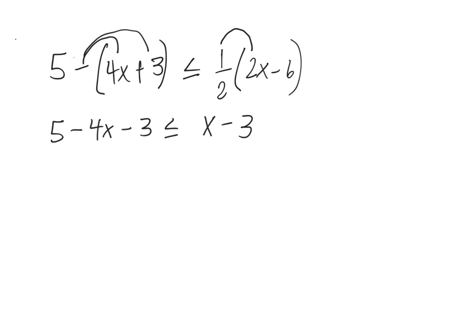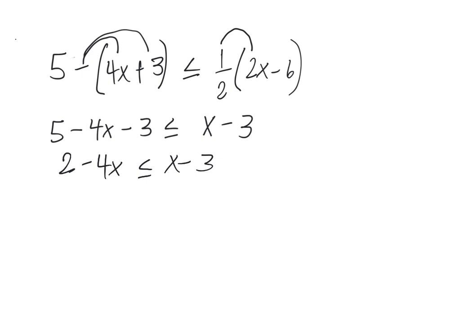Now before we start moving things over and eliminating things, I want to make sure each side is completely simplified. Are the parentheses gone? Yes. Are all like terms combined? Well, let me look. x minus 3, I can't combine that. But 5 minus 4x minus 3, this 5 and this negative 3 can combine. So 5 minus 3, you don't change signs or anything. 5 minus 3 is 2, less than or equal to x minus 3. So now each side is simplified. I'm ready to move things over.